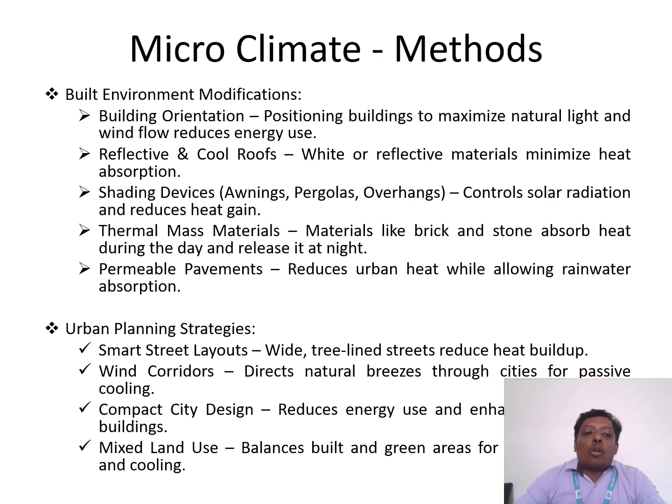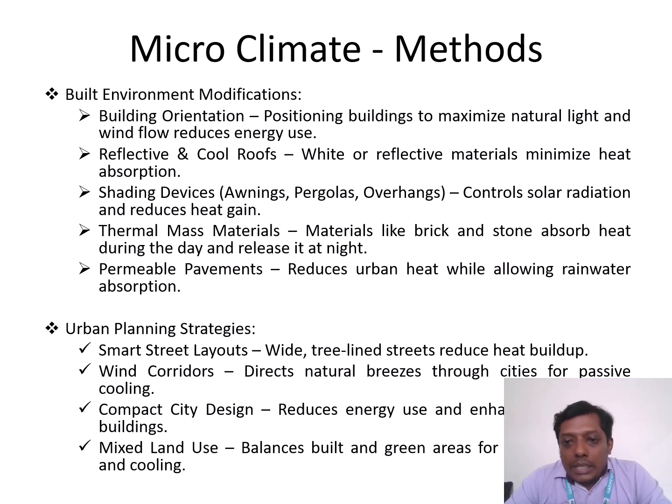Then built environment modification is very important. First thing is building orientation. The position of the building is mainly responsible for the microclimate. Position the building to maximize natural light and wind flow, which reduces energy use. Then reflective and cool roofs. White or reflective materials minimize heat absorption, so we go for light color, not dark color.